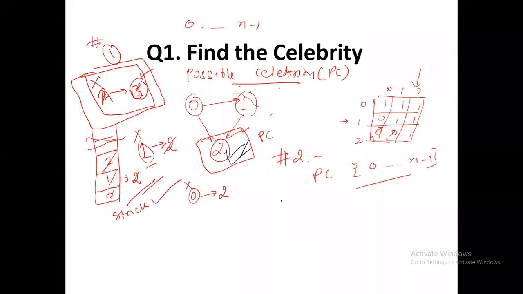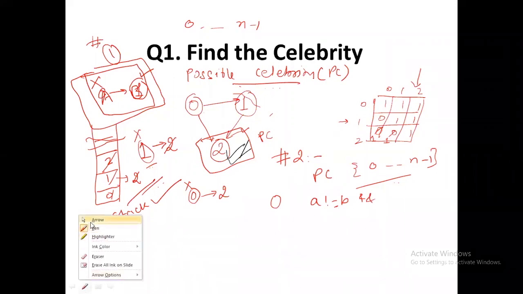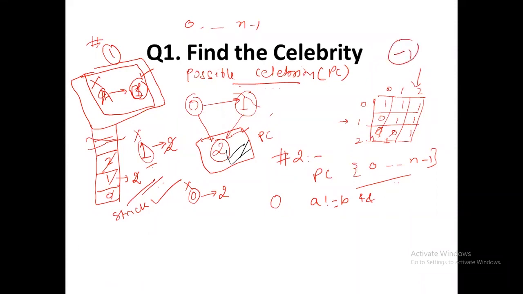So if you find out this one condition got satisfied, and using this condition, if A is not equal to B, and this possible celebrity does not know any one of them, and all other folks know the possible celebrity, then we are good. We got our possible celebrity. Else we are going to return -1. Okay, this is one approach.